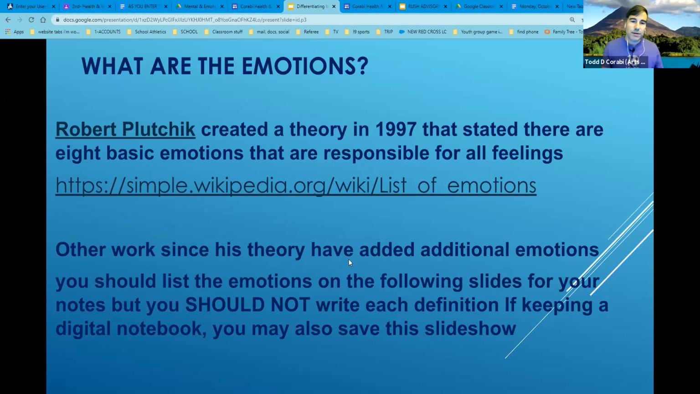Robert Plutchik, I don't know how to pronounce his name, Plutchik, I guess. In 1997, he created a theory stating that there are 8 basic emotions. And this is a Wikipedia article, but it's cited. It's a cited Wikipedia article, so you could use this for a resource. And other works since his theory have added additional emotions.